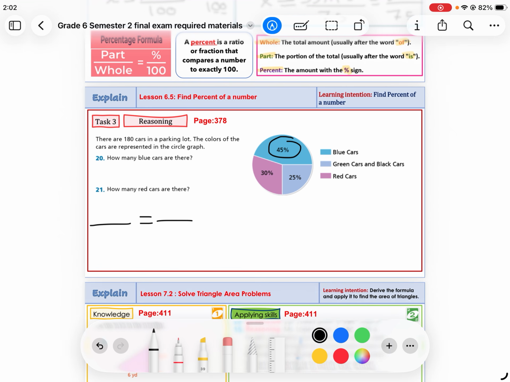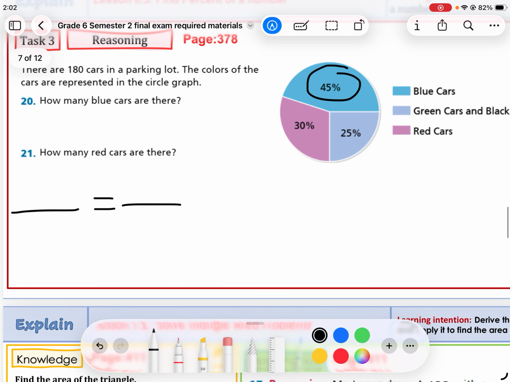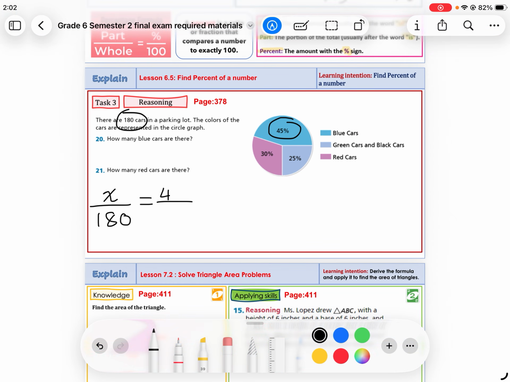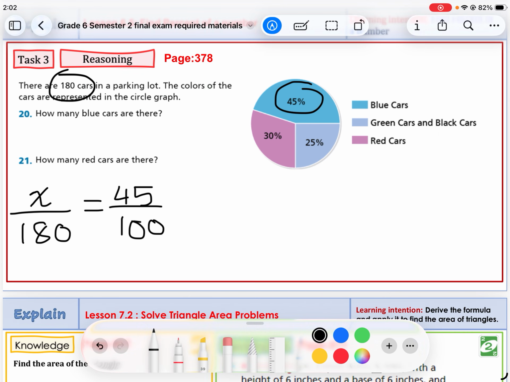Let's go. Okay, I don't know the part. I don't know how many blue cars I have. So I will put X. Now I know the whole. The whole is given to me in the question. I know that in total I have 180 cars. From those 180 cars, what's the percentage of the blue cars? I know the percentage is 45%. So I will write 45 as a fraction out of 100. And then now we are done. All you have to do is the butterfly to solve it, and divide by the one left behind.